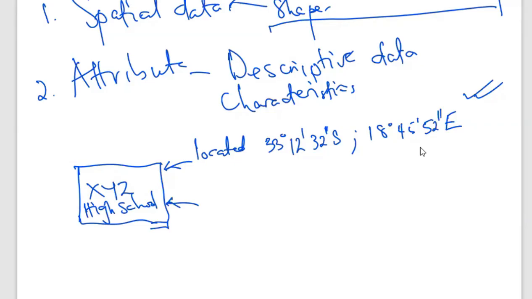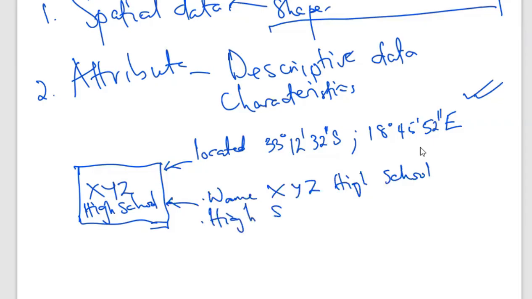Attribute data for this school, we can start by its name. What is the name of the school? It's XYZ high school. This is descriptive data. What kind of a school is it? Is it a primary or a high school? It's a high school. We are describing it. How many learners are there? Maybe it is accommodating 1,200 learners. What nature of ownership is the school? Is it a public school, an SGB school, or a private school? Maybe it's a public school.